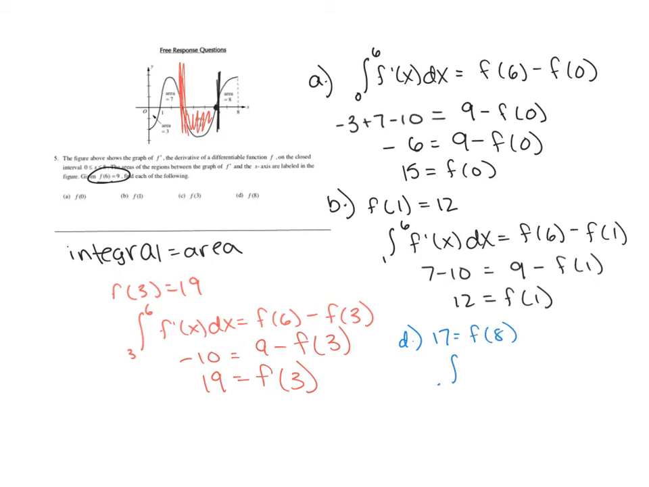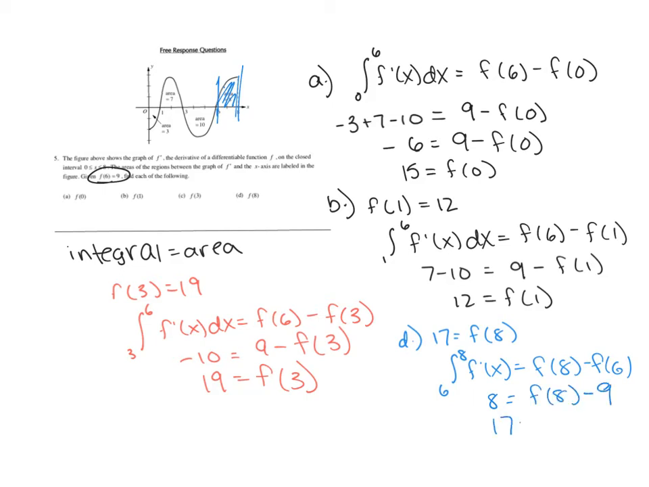So now we have the integral from 6 to 8. We just want the smaller number to be on the bottom of our integral. So now we're going from 6 to 8. 6 to 8, we just want this space in here, and we're told that the area of that space is 8. 8 is f of 8 minus 9, and 17 is f of 8.